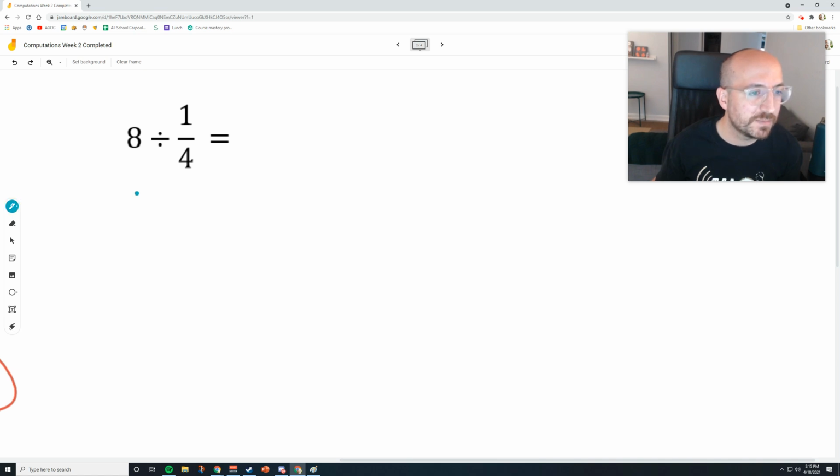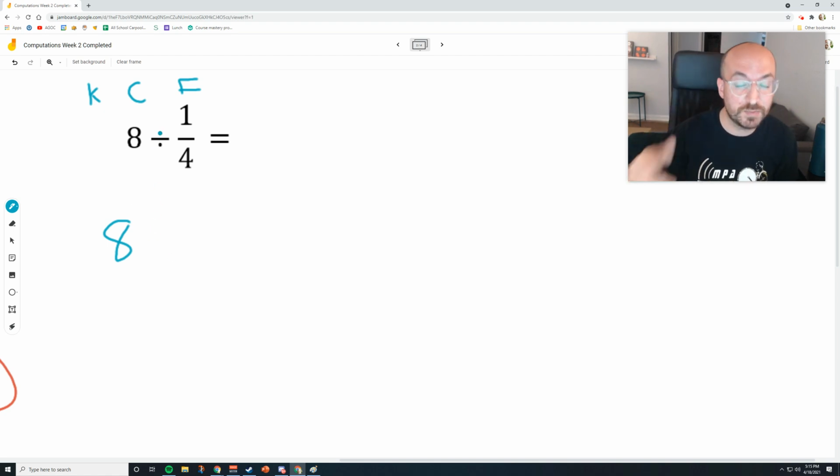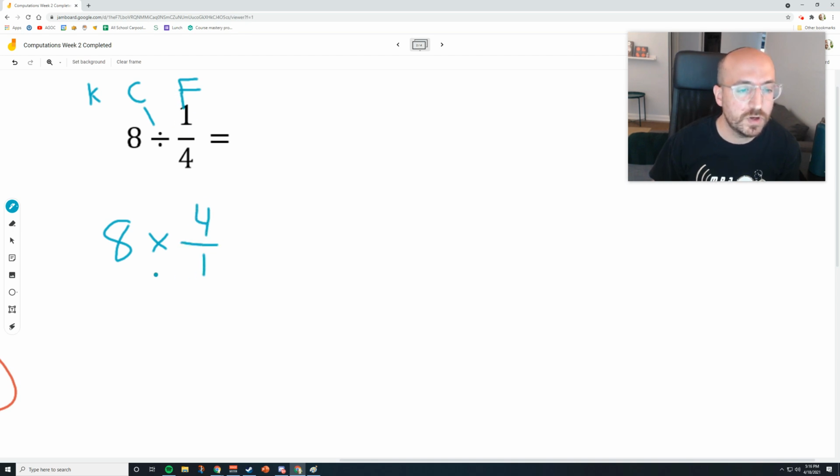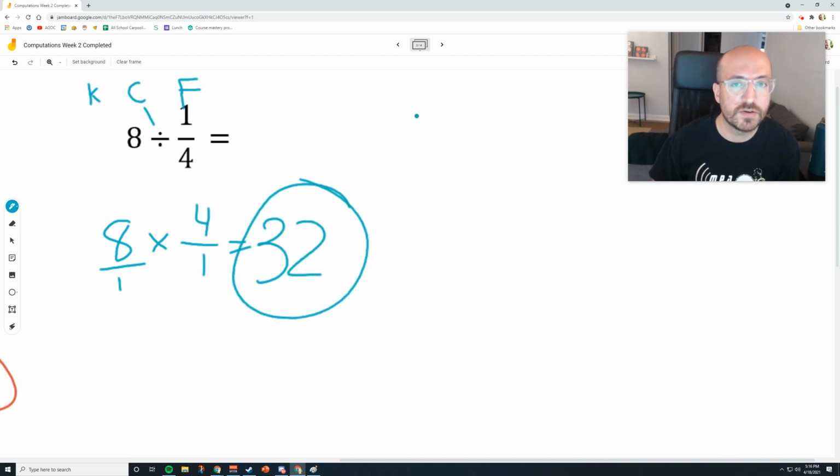But for time's sake, I'm just going to remind you to keep a rule when we divide fractions. We can keep, change, and flip to the reciprocal. Keep the first number the same, and instead of dividing by a fraction, we can multiply by the reciprocal. So let's change this to be multiply and flip this. Instead of 1 over 4, make it 4 over 1. And if you really want to do this, that's fine. The answer is 32.